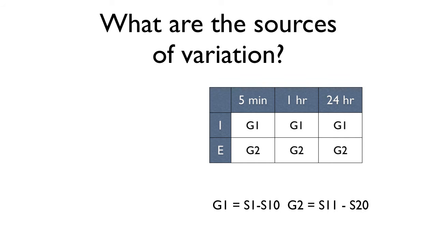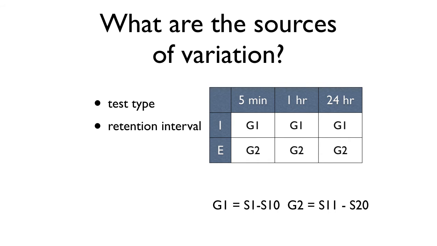So the sources of variation here, and I'm just saying group 1 is subjects 1 to 10, group 2 is subjects 11 to 20. I'm just saying n equals 10. So the sources of variation here are test type, right? Implicit or explicit. That's one variable. A second variable is retention interval: 5 minutes, 1 hour, 24 hours.